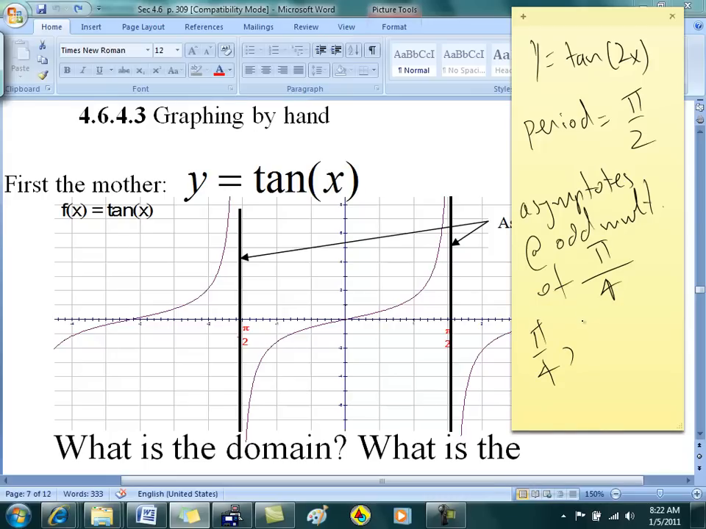So the next one would be 3 pi over 4. You know that the distance between these two has got to be your period. Okay? So let's sketch this out.